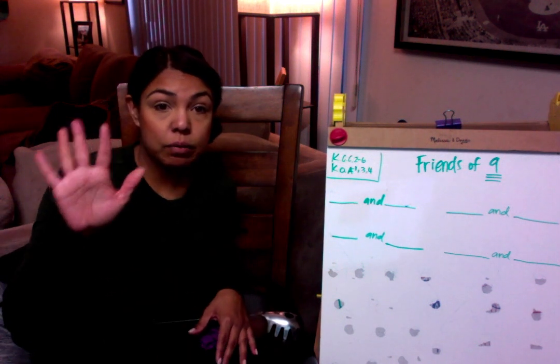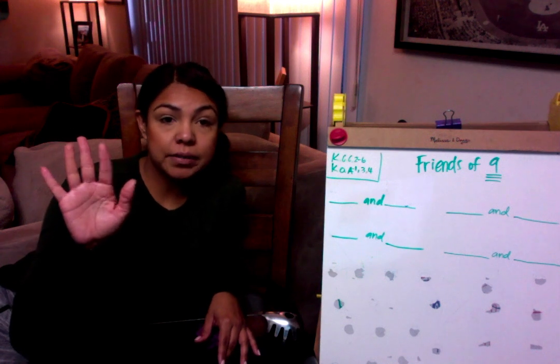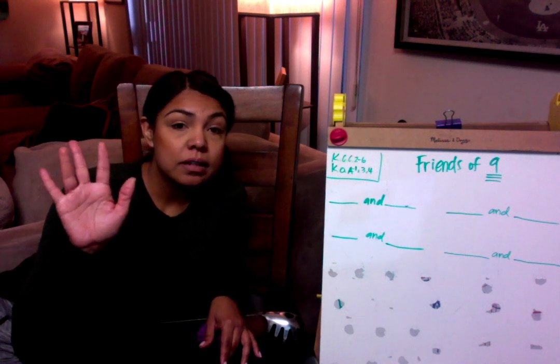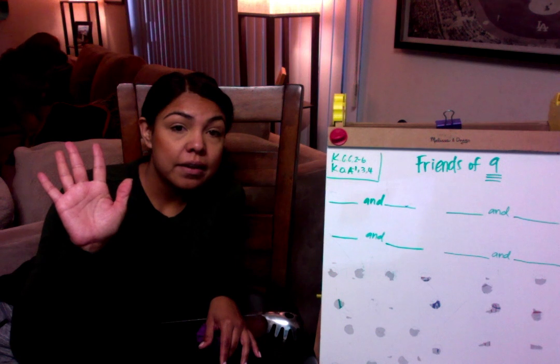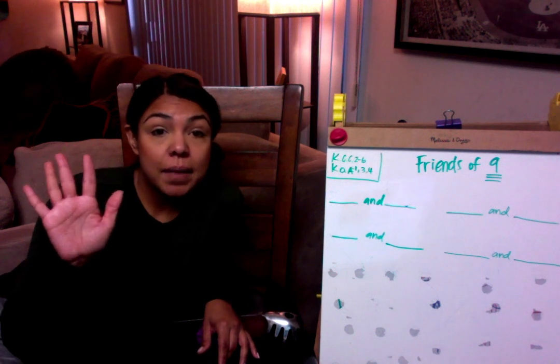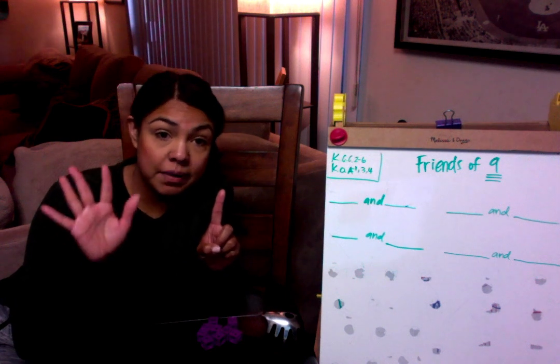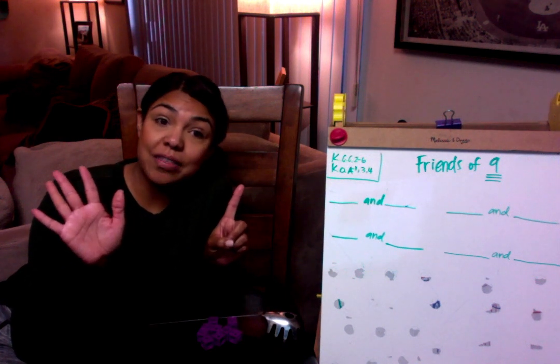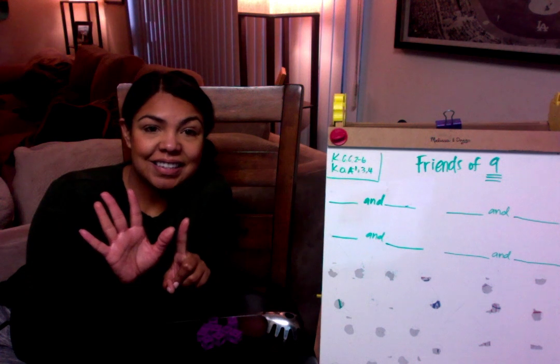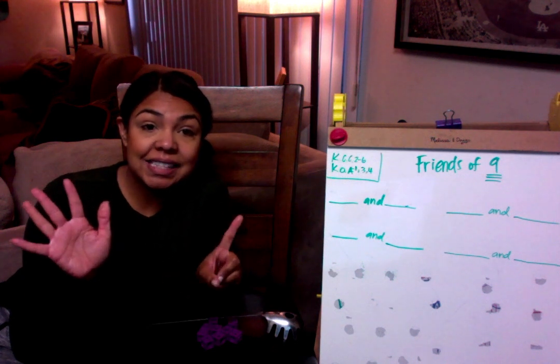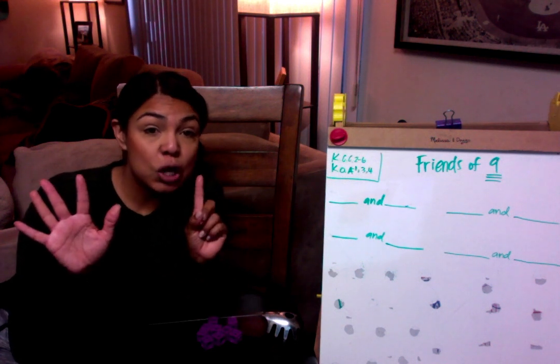I have 5. Everyone put up 5 fingers. Okay, how many do I have? 1, 2, 3, 4, 5. Good. Even if I add a 1 to my 5, how many do I have all together if I add them? Good, I have 6. So my add-ins are 5 and 1.